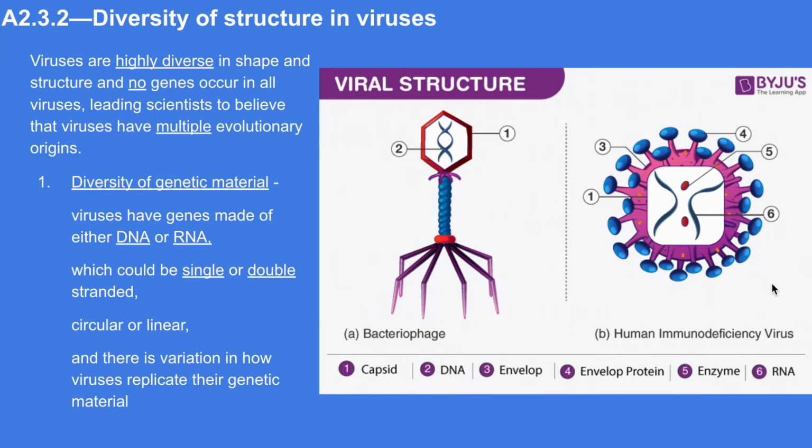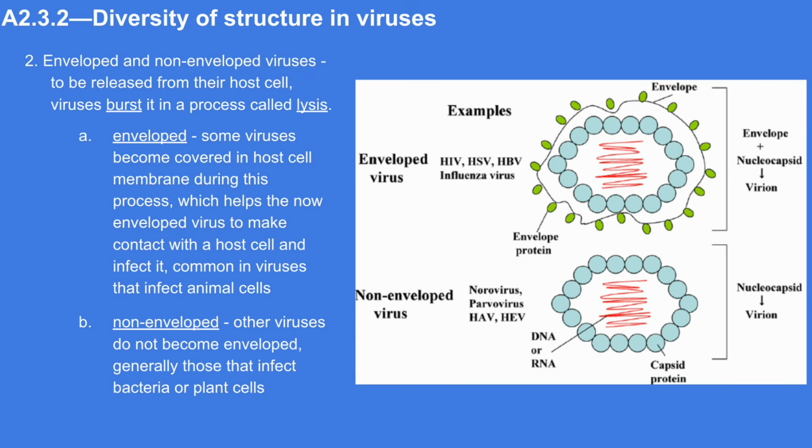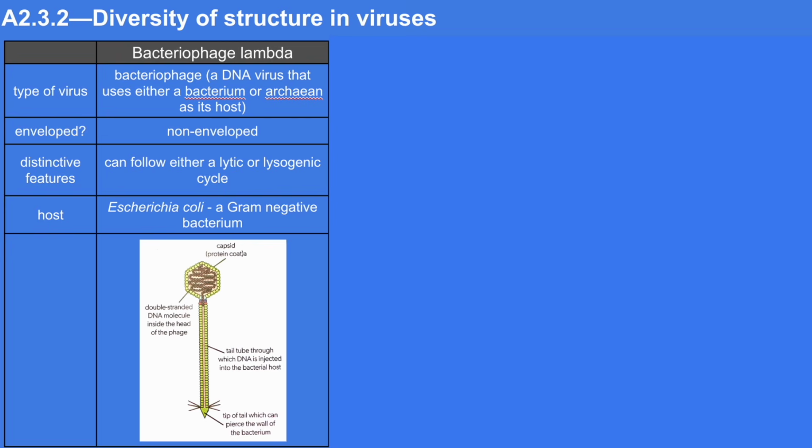Okay, because there's so much diversity in viruses, it's believed that viruses may have had multiple evolutionary origins, and they might have just evolved completely independently of each other. Okay, so we have both enveloped and non-enveloped viruses. Some viruses, when they lyse out of their host cell, become surrounded by the host cell membrane, and we call that an enveloped virus. Others do not become enveloped by that host cell membrane.